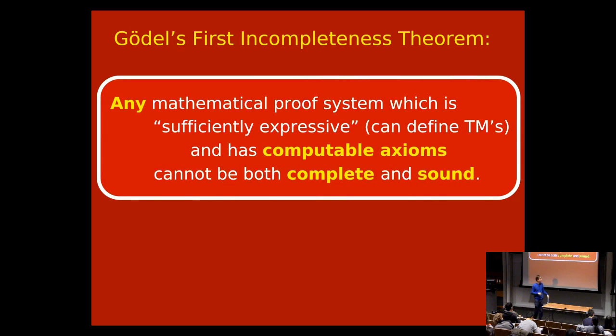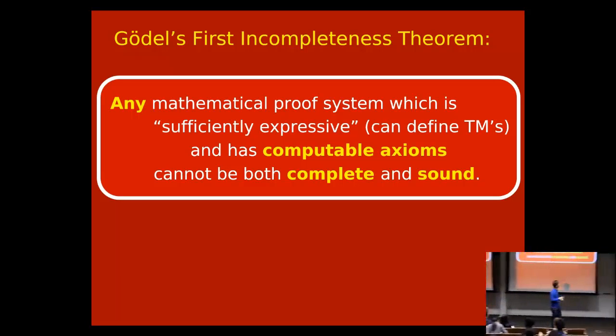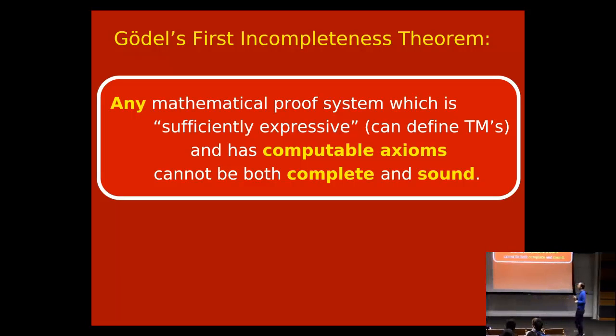So to summarize, Gödel's first incompleteness theorem is that any mathematical proof system, ZFC or whatever, that's sufficiently expressive to define Turing machines and has computable axioms cannot be both complete and sound. Usually you only talk about sensible axiom systems that are computable, and usually you only talk about axiom systems that you believe to be sound, because otherwise it's kind of dumb. So basically, the conclusion is that it cannot be complete. It cannot prove all the true things.